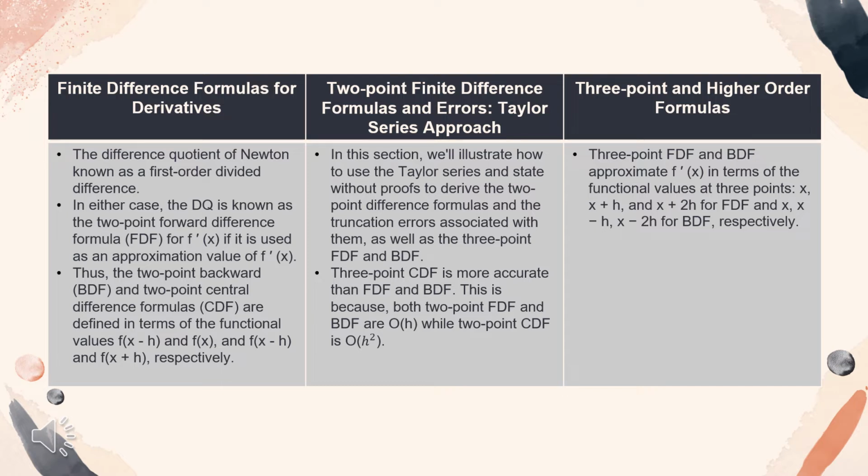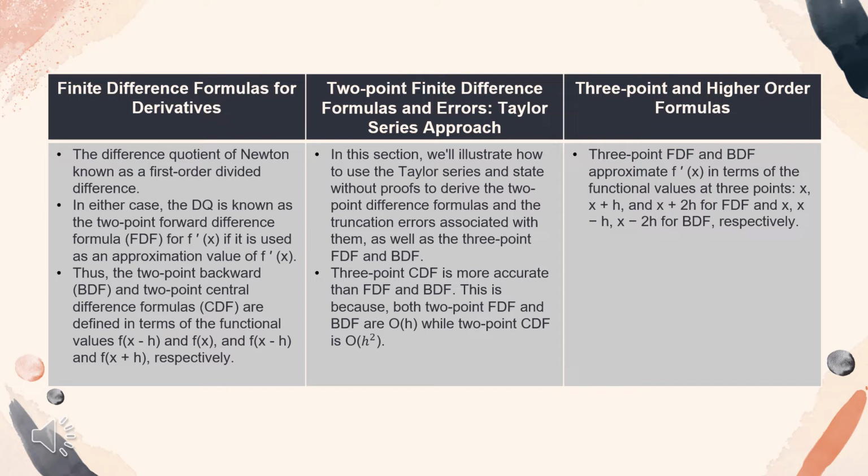The difference quotient of Newton is known as a first-order divided difference. In either case, the difference quotient is known as the two-point forward difference formula, FDF, for f prime x if it is used as an approximation value of f prime x. Thus, the two-point backward BDF and two-point central difference formula CDF are defined in terms of the functional values f(x minus h) and f(x), and f(x minus h) and f(x plus h) respectively.